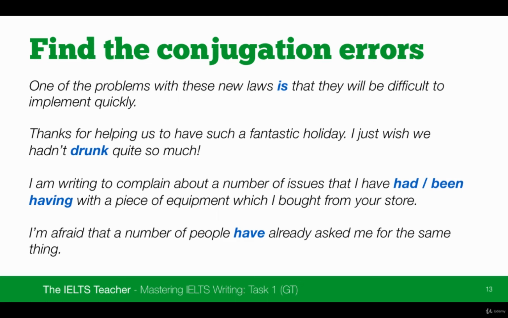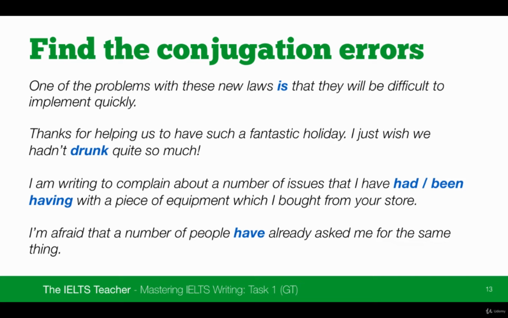Third one. I am writing to complain about a number of issues that I have. Now here it should be I have had or I have been having with a piece of equipment which I bought from your store. We want that present perfect here or the present perfect continuous. Either one is okay. Notice the correct form being used.